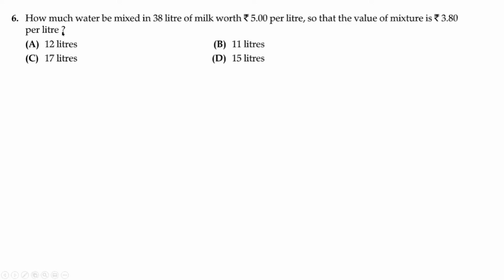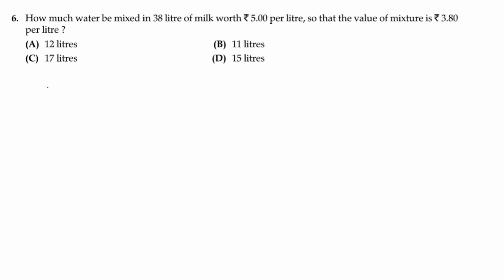The next question, how much water be mixed in 38 liters of milk worth rupees 5 per liter, so that the value of the mixture is rupees 3.8 per liter. So here we need to find the quantity of water that should be mixed with this 38 liter of milk which is worth 5 per liter, so that the value of the mixture is 3.8 rupees per liter. So this is the dearer ingredient and this is the mean price. The cost of water is 0.